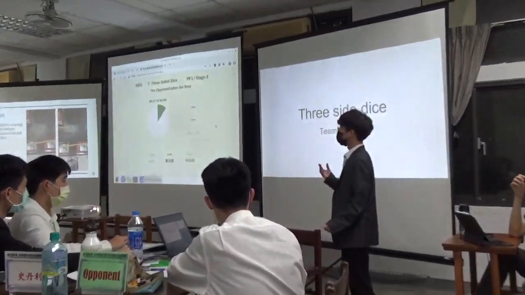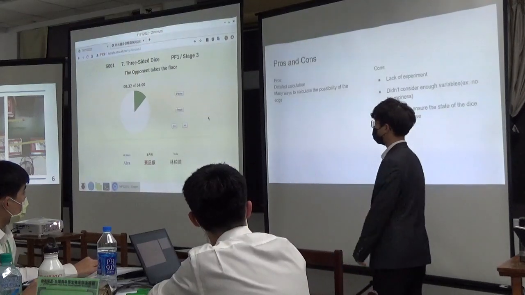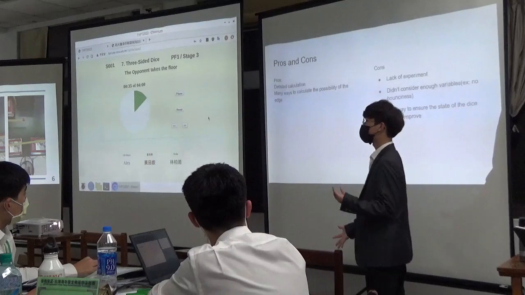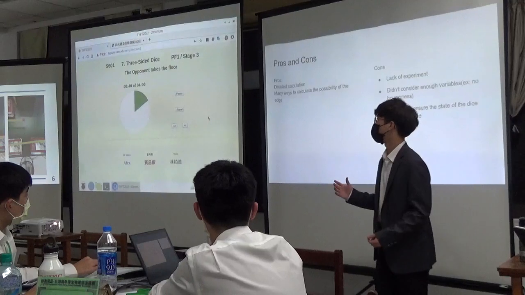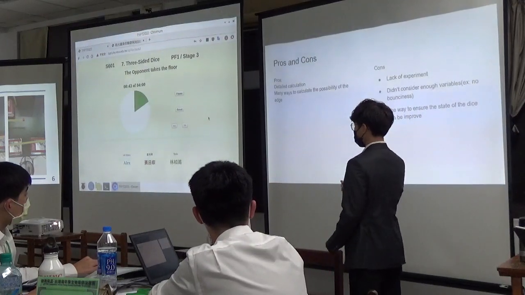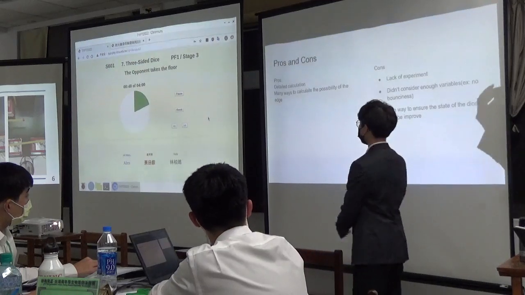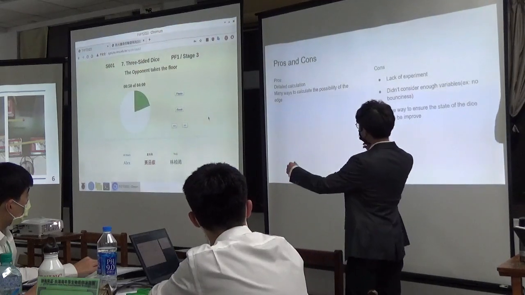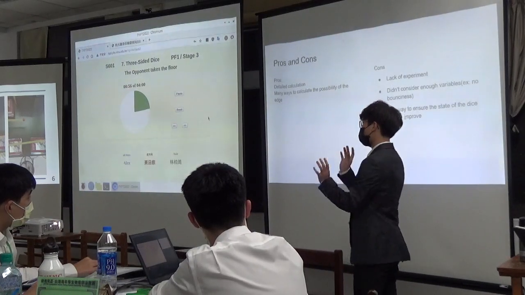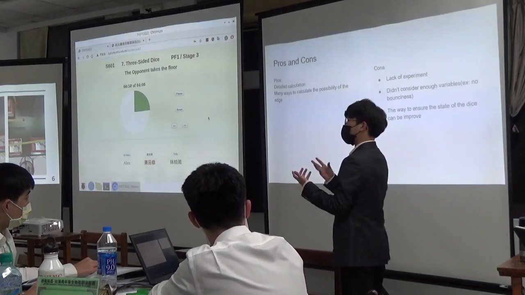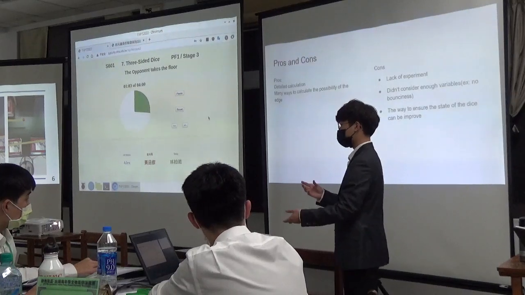Today we're going to be opposing the three-sided dice topic. First I want to talk about some pros from the previous presentation. The pros are that they did a lot of detailed calculations that are very specific. And they used many ways to calculate the probability of the edges of this coin, to make sure the probability of the coin landing on each side and the edges are the same.